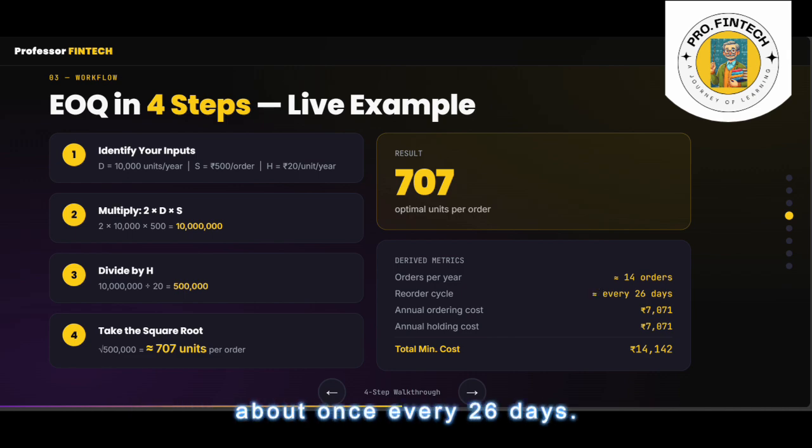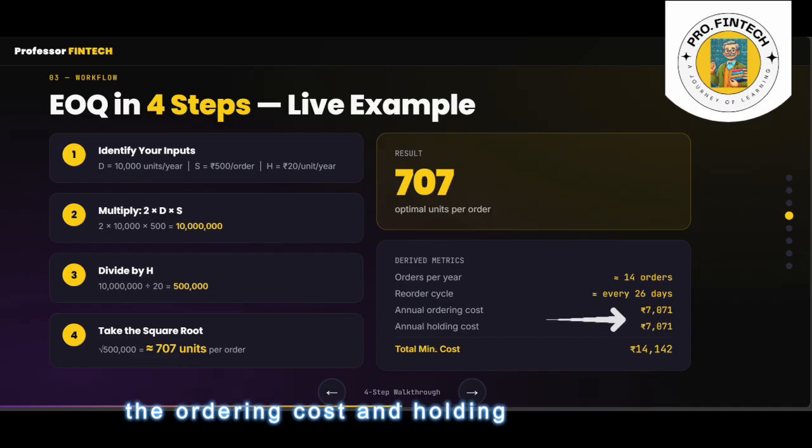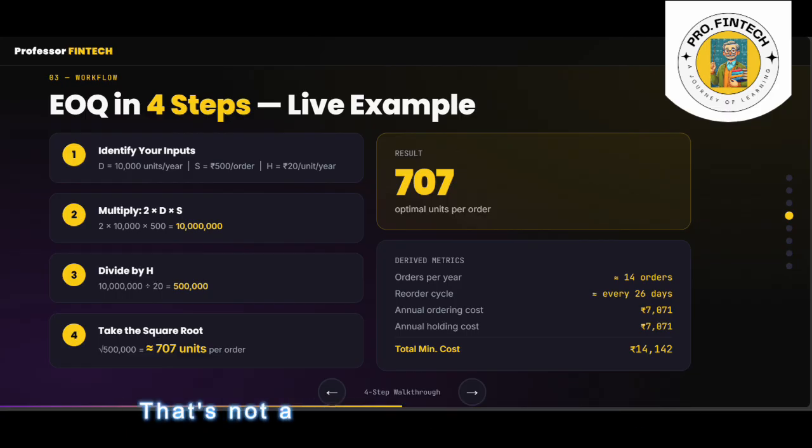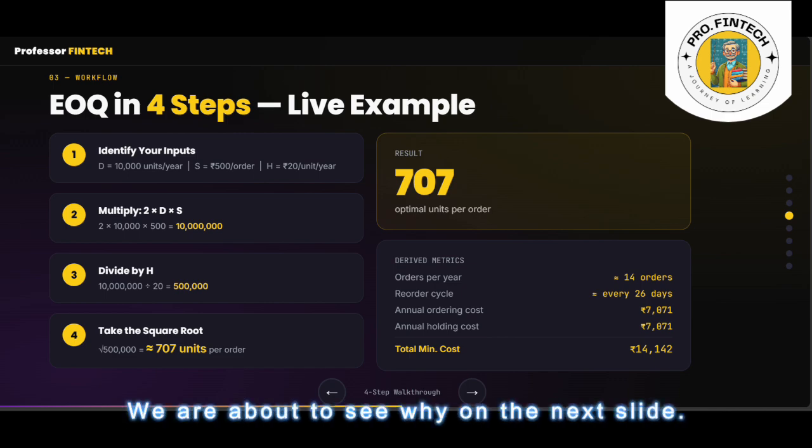And if you run the cost numbers, total inventory cost at this exact order size is minimized at just 14,142 a year. Notice anything interesting on the right panel? The ordering cost and holding cost are both exactly rupees 7071. Same number almost to the rupee. That's not a coincidence, and it's actually the whole secret of EOQ. We are about to see why on the next slide.